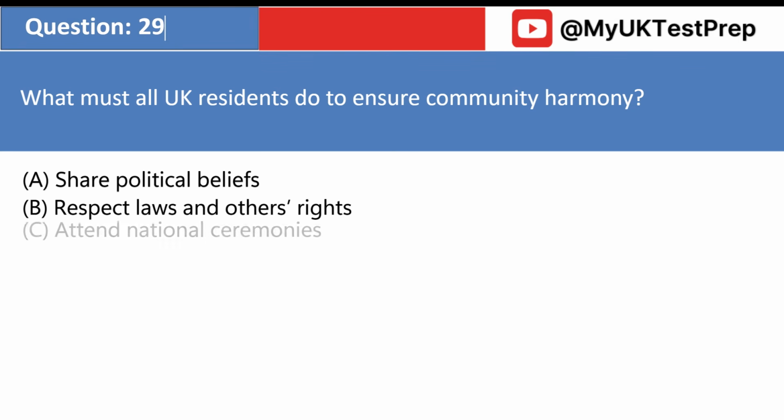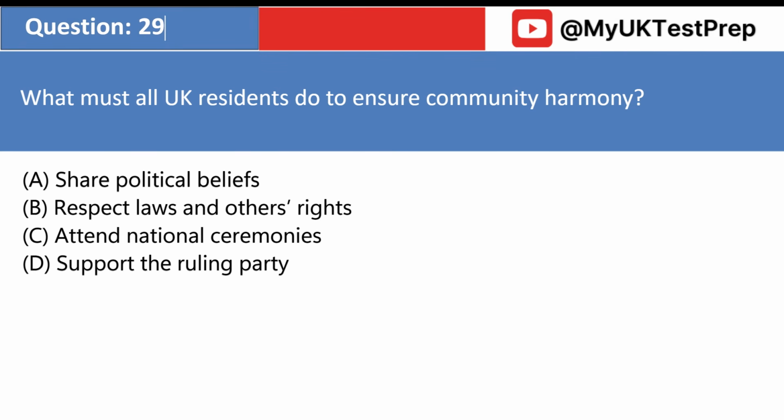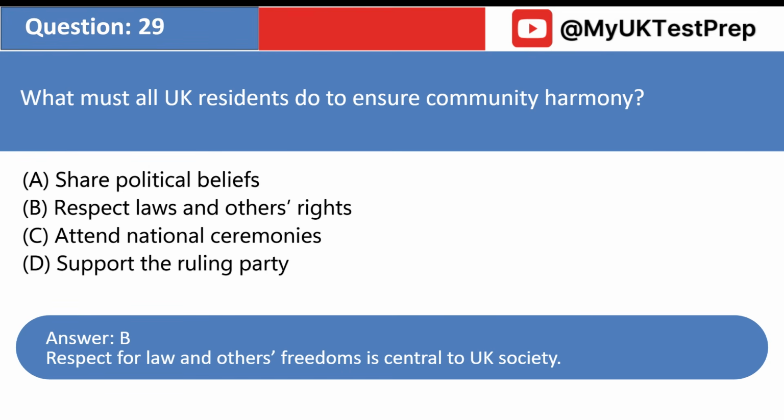What must all UK residents do to ensure community harmony? A. Share political beliefs. B. Respect laws and others' rights. C. Attend national ceremonies. D. Support the ruling party. Answer: B. Respect for law and others' freedoms is central to UK society.